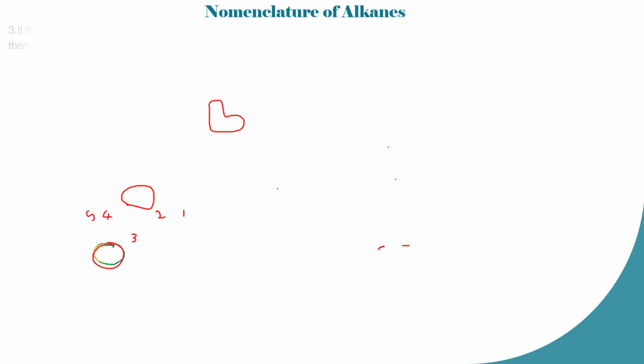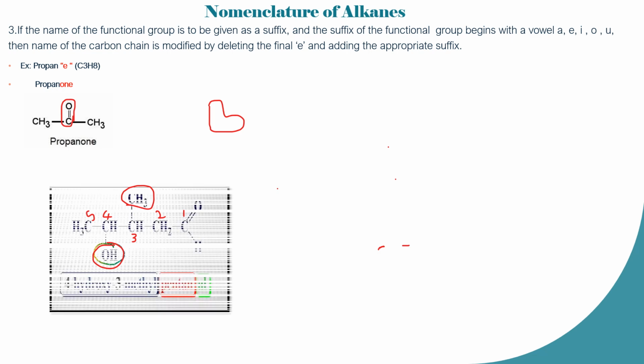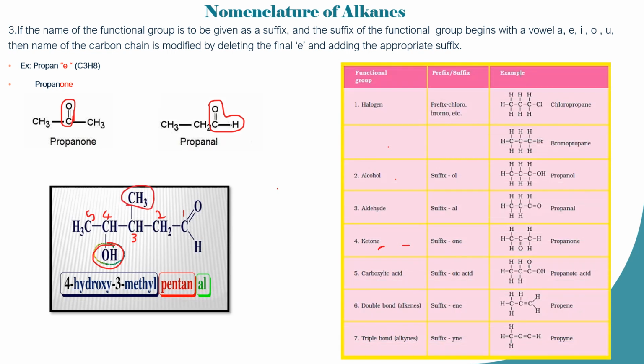The third rule is, if the name of the functional group is taken as a suffix and the suffix begins with a vowel letter, that is A, E, I, O, U, then the name of the carbon chain is modified by deleting the final E and adding the appropriate suffix. For example, take three carbon atoms with a ketone group. Then the name of the compound is propanone. So the last E is removed and ONE, the functional group suffix, is added. Here you can see some functional groups and their suffixes, and how the names change according to the functional groups.